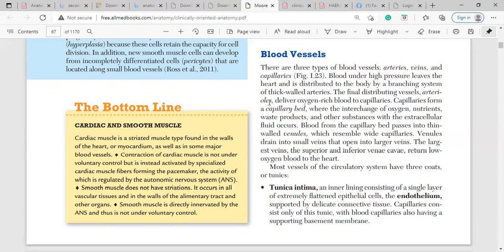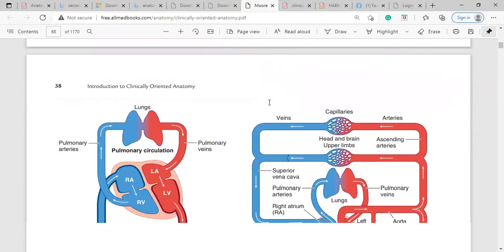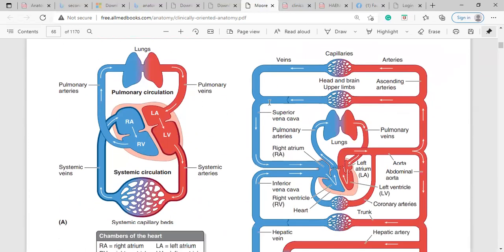So the blood leaves the heart. I'm going to show you this diagram. The blood leaves the left ventricle through the aorta. The aorta is the largest artery. So the blood leaves the left ventricle through the aorta, and then the aorta splits into systemic arteries. And then the systemic arteries split further into smaller arteries, which we call arterioles. So this part of the capillary you find here is called arterioles because they're the smallest arteries. Good.